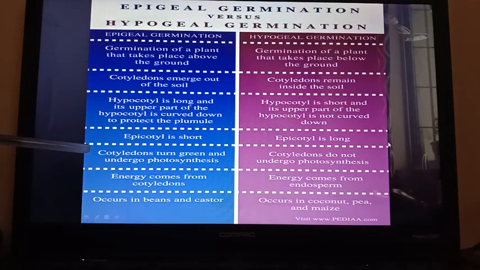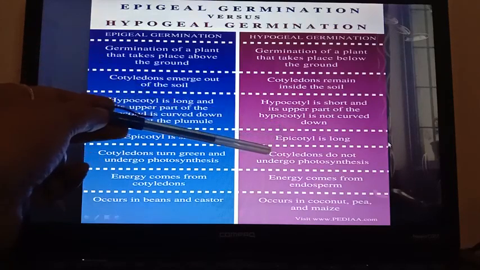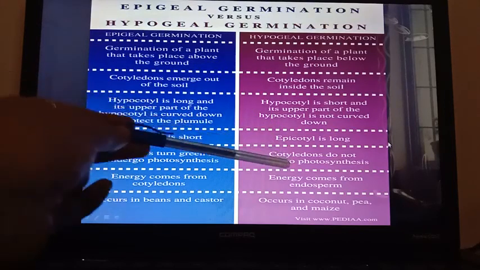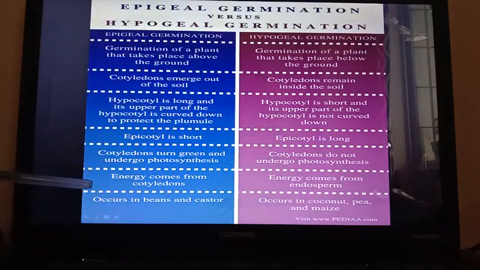Cotyledons turn green and undergo photosynthesis. Cotyledons do not undergo photosynthesis. Energy comes from cotyledons. Here energy comes from endosperm. Occurs in bean, castor. Examples, the last one you can give.